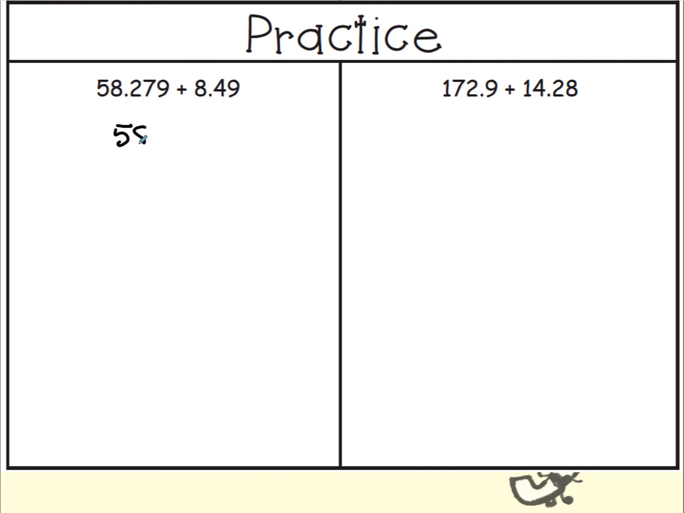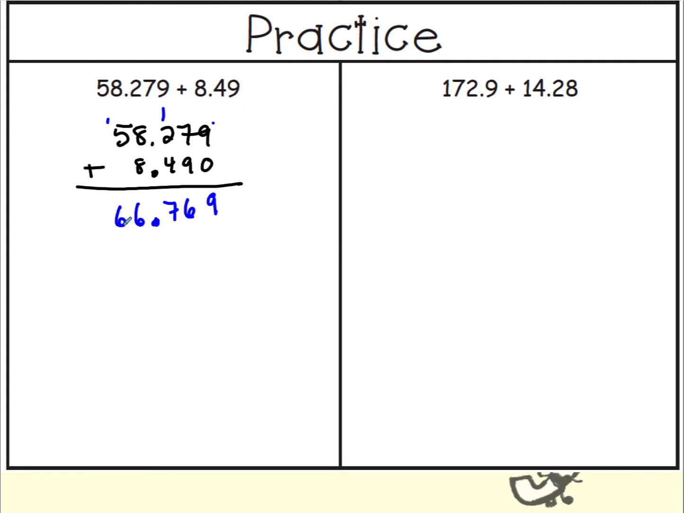So we write them so that we're lined up at the decimal point. I'm going to fill in a 0 after the 9 and the 8 and 49 hundredths. And now I'm going to add from the right. So 9 and 0, 7 and 9 is 16. So I carry the 1. 1 plus 2 plus 4 is 7. I'm going to bring down my decimal point. 8 and 8 is 16. 1 and 5 is 6. So I get 66 and 769 thousandths.